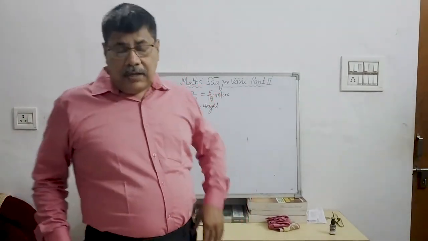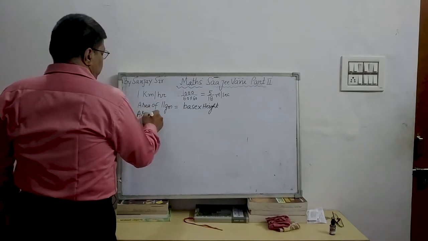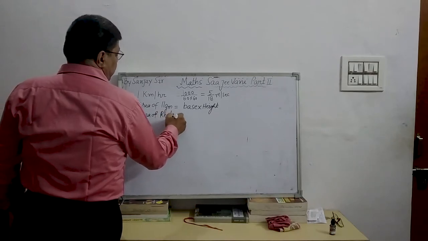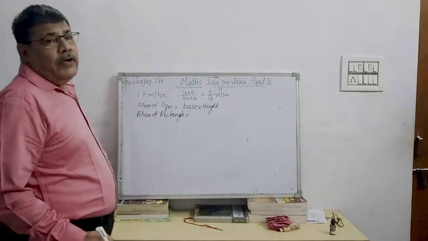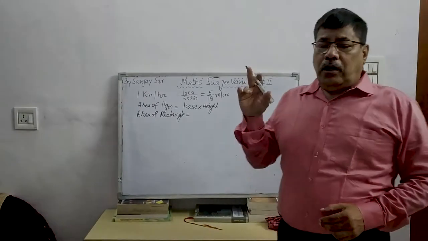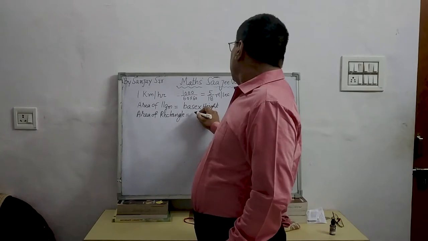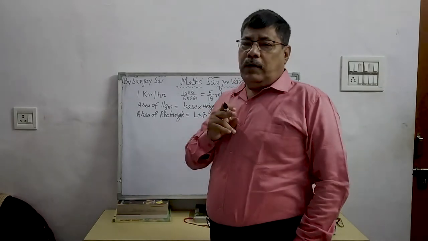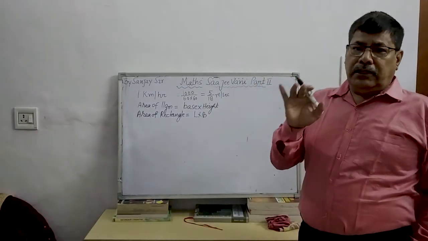Next is area of rectangle. As we know that a rectangle has two equal opposite sides, so its area will be length into breadth. Clear? When you multiply length by breadth, you will get the area enclosed in it.